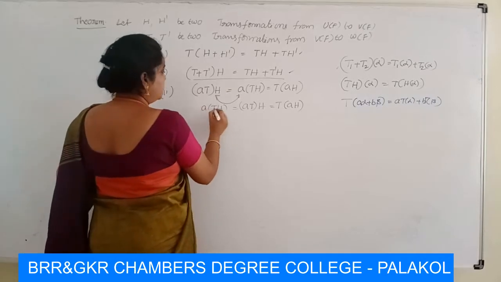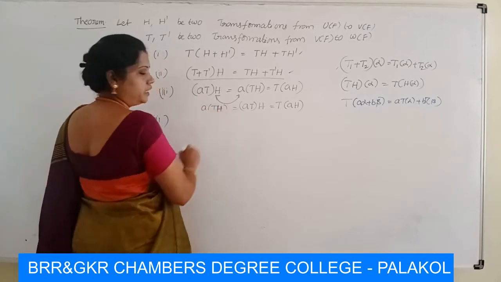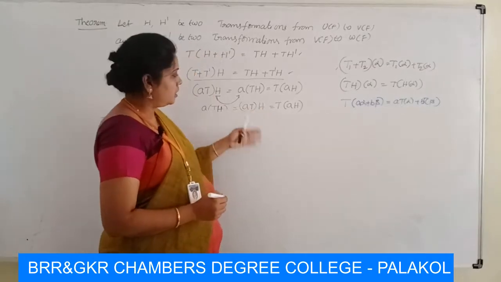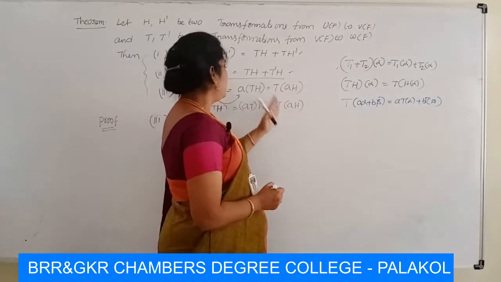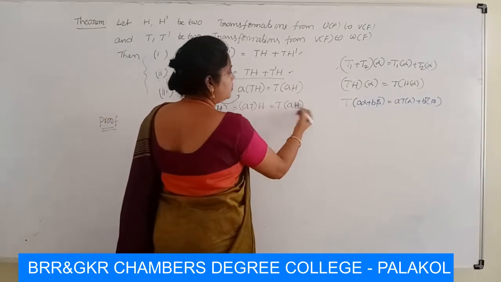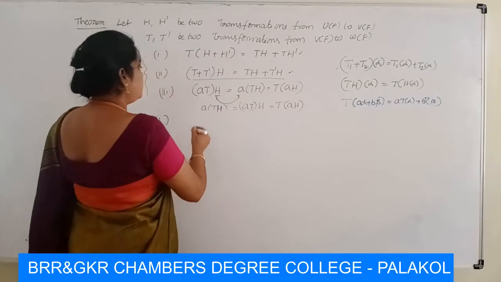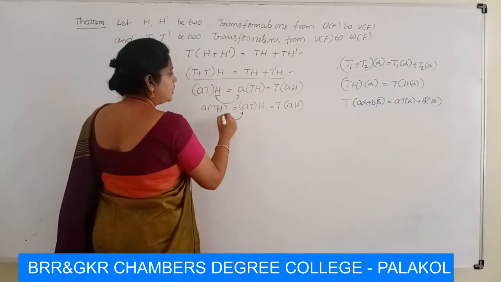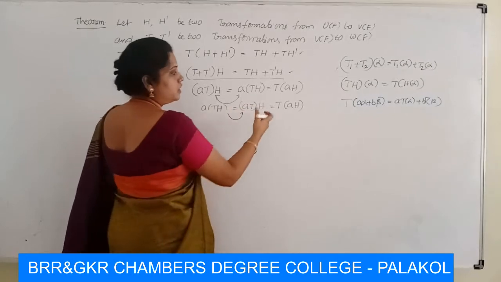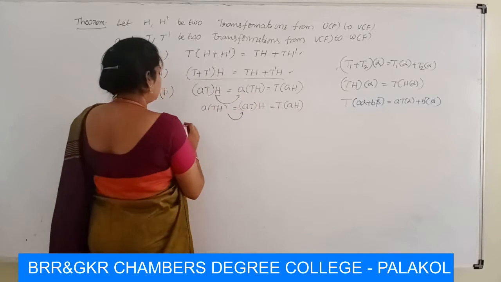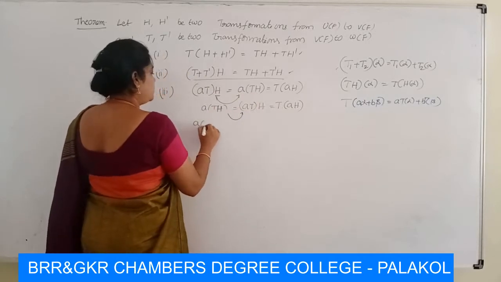The third is that a into TH is equal to aT into H, and also equal to T into aH. So first of all we have to prove a into TH is equal to aT into H. Similarly, T into aH is equal to one of these. So first, a into TH.